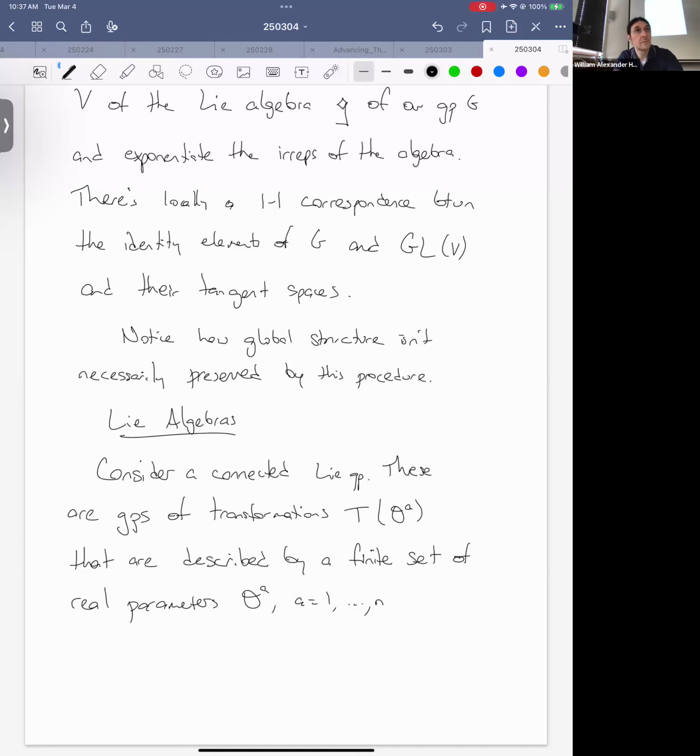Question. It means that there's a path fully contained within the group that goes from the identity to any element in the group. So SO(N) is going to be connected, but O(N) is not connected because O(N) has the discrete symmetry that gives us a disconnected manifold. Okay, so the identity is no symmetry transformation whatsoever.